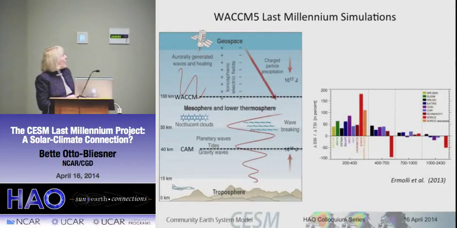So it really will allow us to look at what some of the high top models have suggested, that both volcanic forcing of the circulation and the responses and solar may be mediated by chemistry, ozone changes that happen in the upper atmosphere.